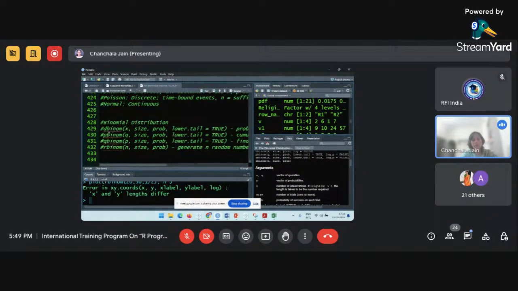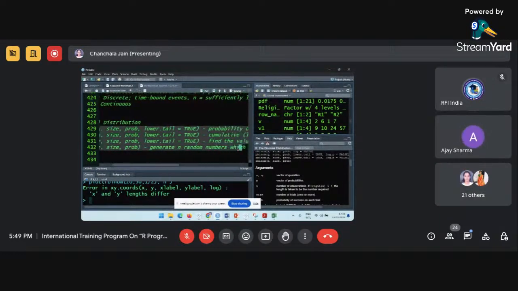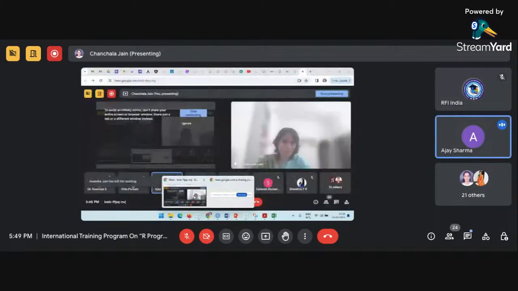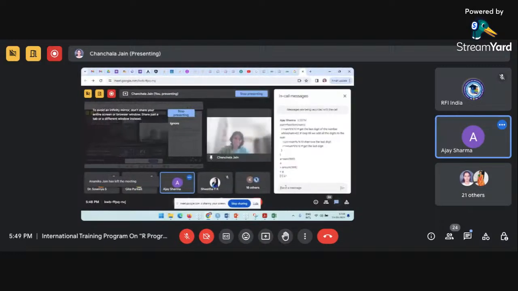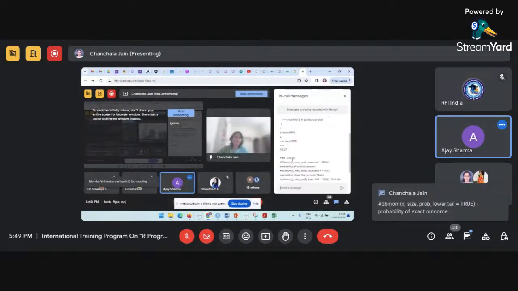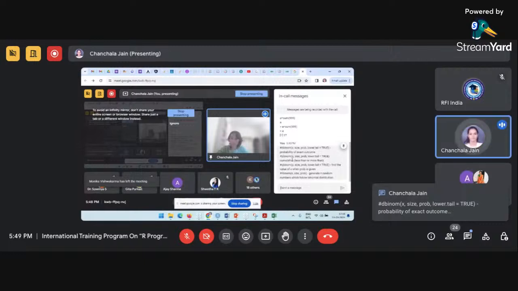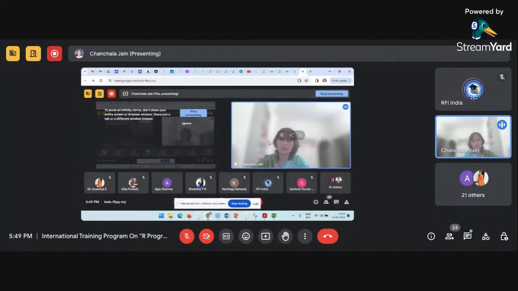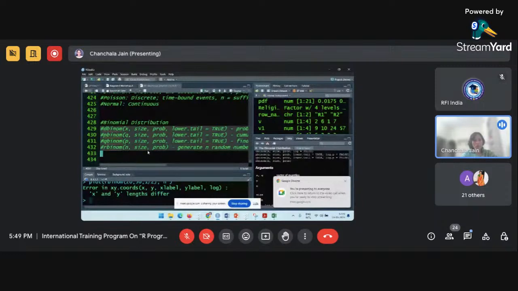I hope you people have written. If not, I'm copying this and pasting in the chat. Just a minute. So you can copy from there. Okay, I have shared it in the chat. If you have not written what I was telling, you can copy and paste in your R script or somewhere in your notes or wherever you want, right? Done?